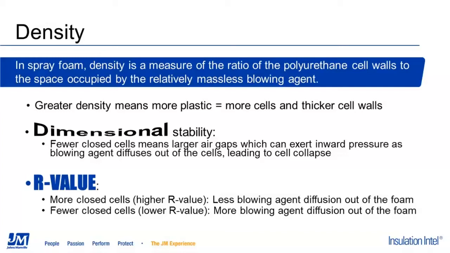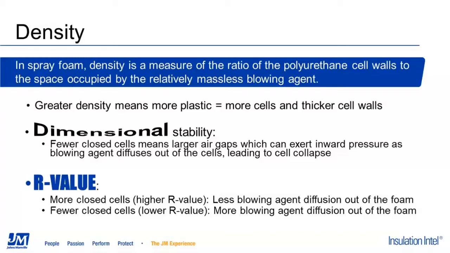The cell wall matrix is what gives the foam strength and structure, and it dictates whether the blowing agent will remain in those bubbles or whether it will diffuse out. So for our purposes, density is a measure of the ratio of polyurethane cell walls to the relatively massless blowing agent. A closed-cell foam with a higher density has more plastic or polyurethane cell walls in the matrix, which can improve some of the physical properties.